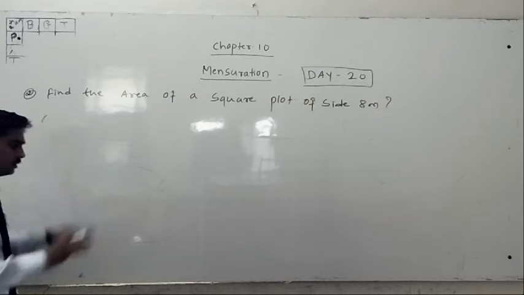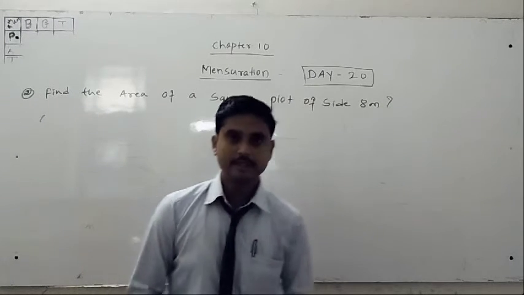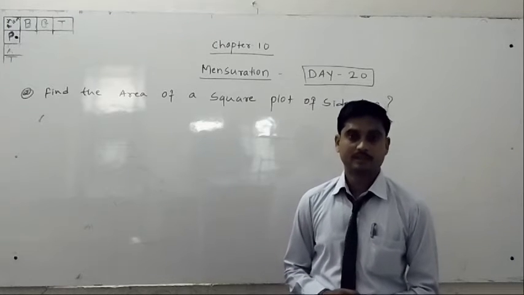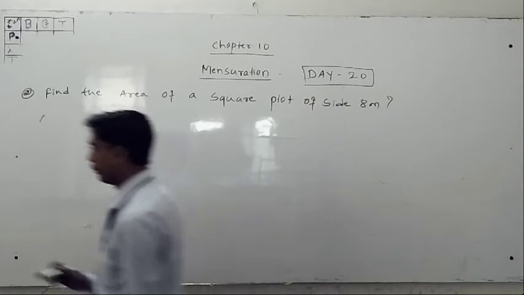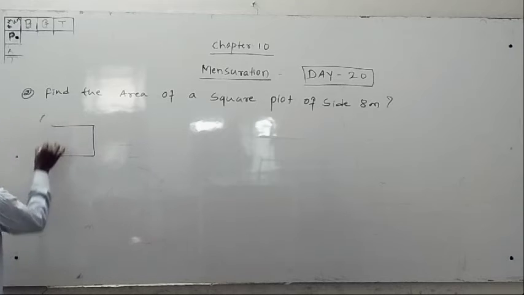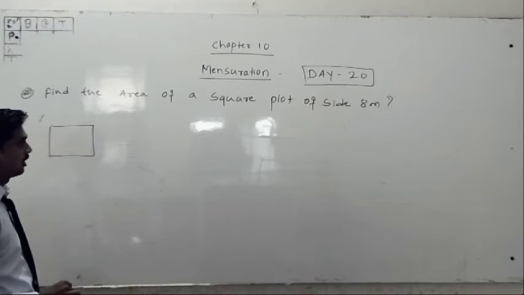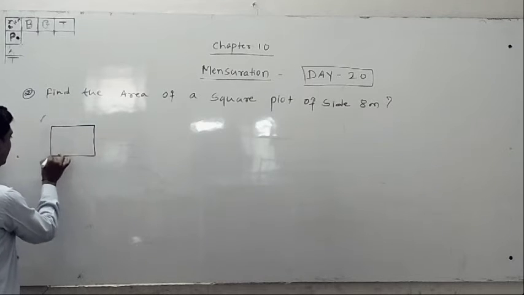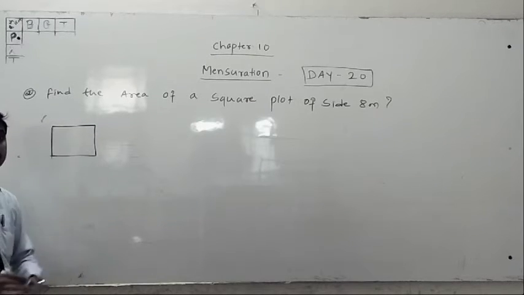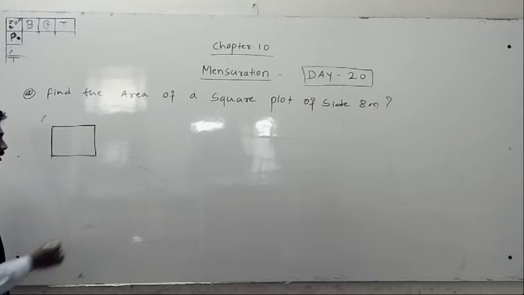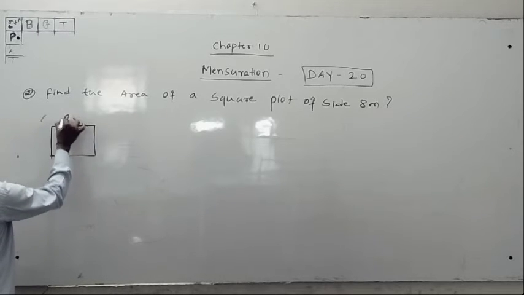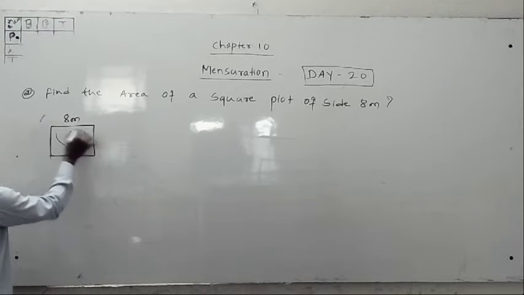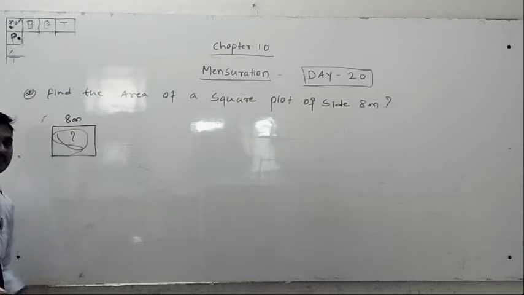One plot is there. That plot means that is a site, khali jaga, an empty space. Which type of site is there? This is a square type of site. Side means length. One side, 2, 3, 4. This is a 4-sided figure. Understand? Then this figure's side is 8 meter. Then what is the area? This one we should know. Then you have to find this area.